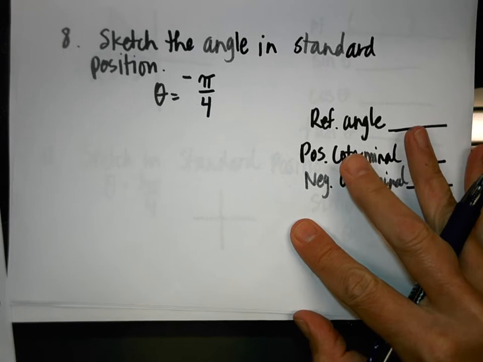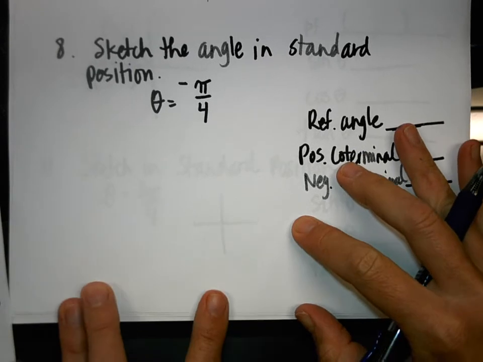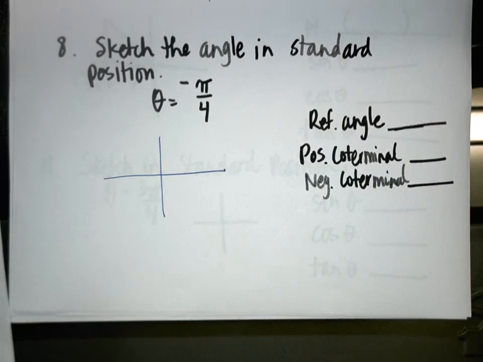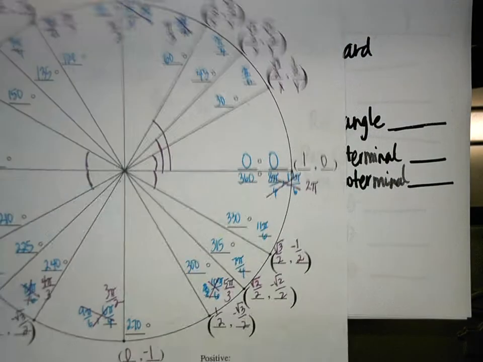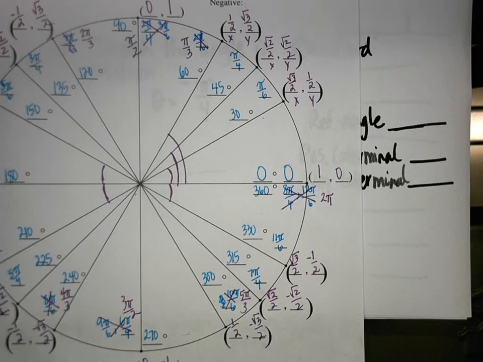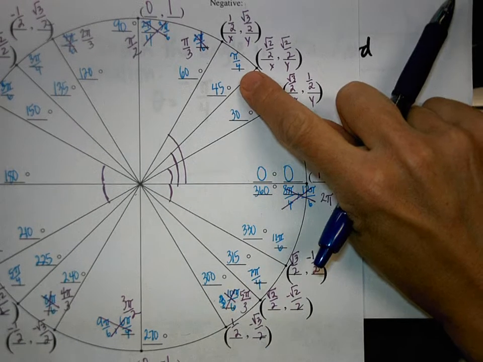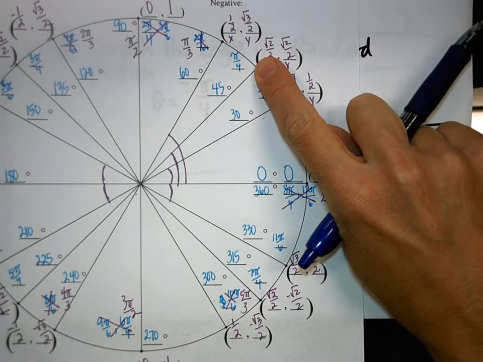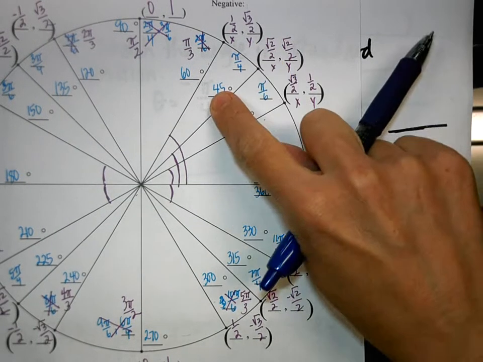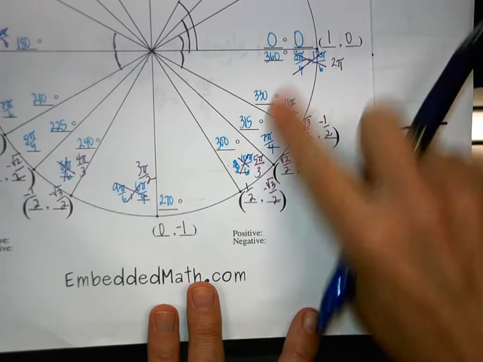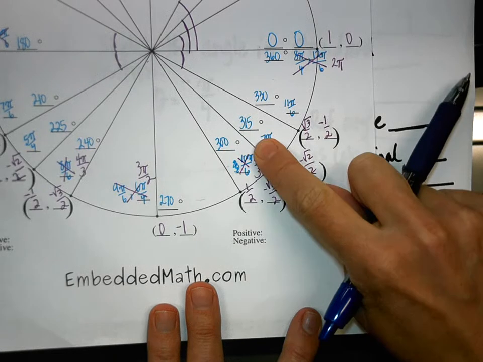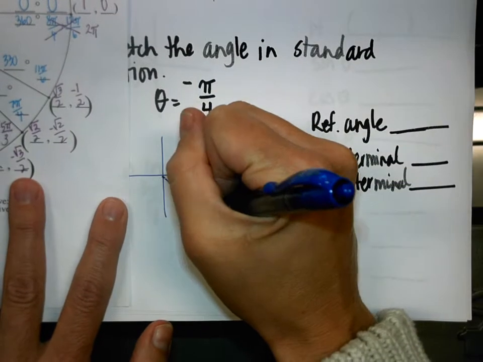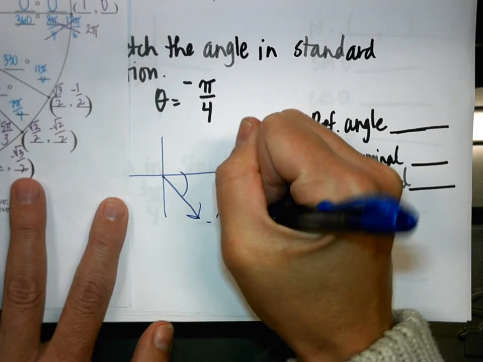Number 8, sketch the angle in standard position. So here I have a negative pi over 4. If I were to draw this, I would first look at my unit circle and see where positive pi over 4 is. And you can see here that pi over 4 is at 45 degrees in quadrant 1. So if I'm going negative pi over 4, it's going to go negative 45 degrees, and that's going to go into quadrant 4, which is at this point right here. So if I'm drawing it, it's going to be in quadrant 4, and that'll be labeled as negative pi over 4.